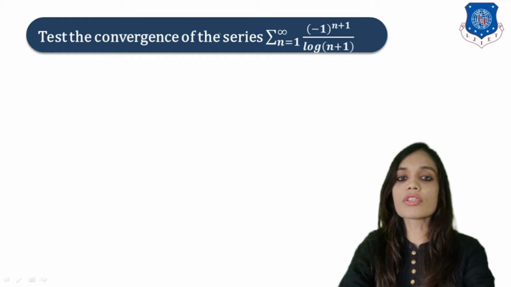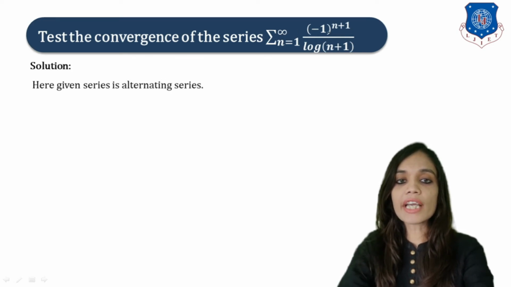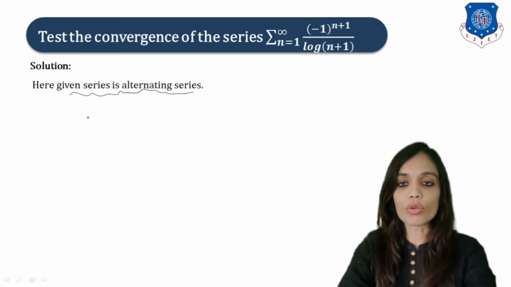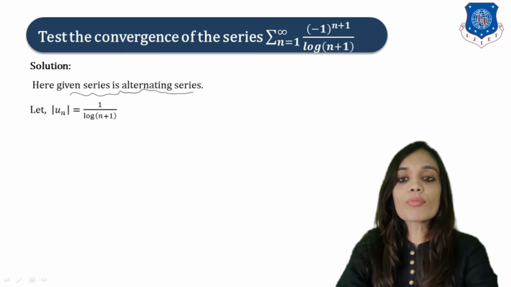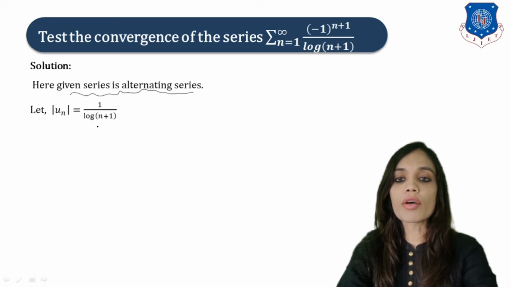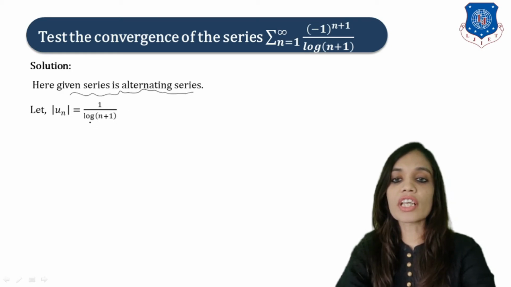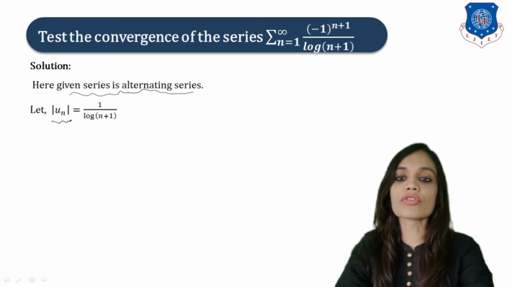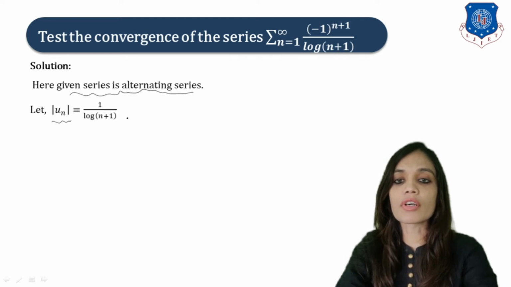Okay. Now let us start solving an example. Test the convergence of the series summation n equals 1 to infinity (-1)^(n+1) upon log(n+1). Right. So let us start the solution. Here, looking at (-1)^(n+1), you can say that our given series is an alternating series. Okay. So next, let |un| be equal to 1 upon log(n+1). We have taken the mod and selected only positive terms, right? So |un| is equal to 1 upon log(n+1).